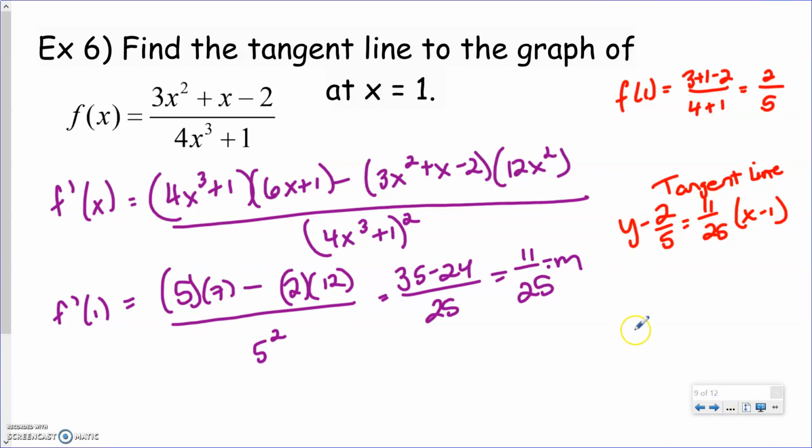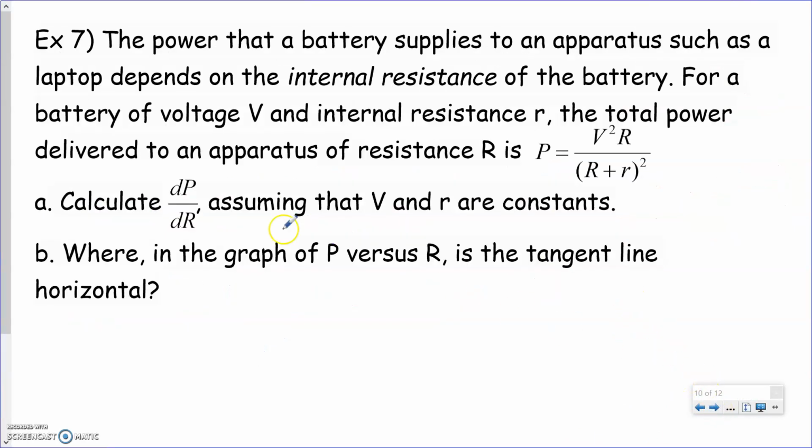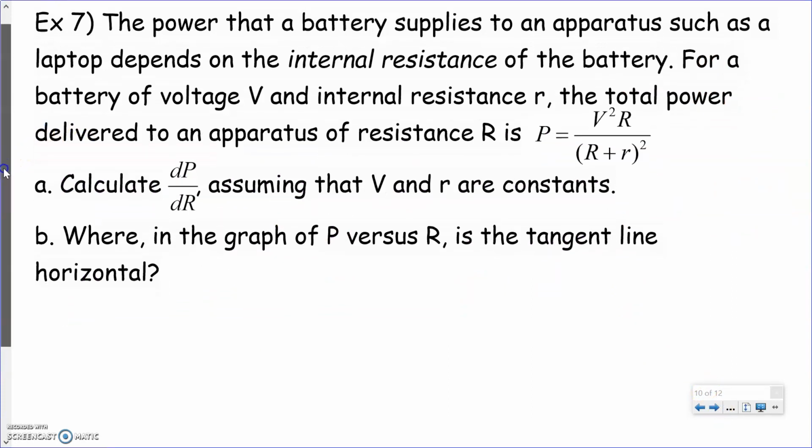The last one's a little bit more complicated because it's an application problem. The power that a battery supplies to an apparatus, such as a laptop, depends on the internal resistance of the battery. For battery voltage V and internal resistance r, lowercase r, the total power delivered to an apparatus of resistance capital R is P equals V squared R, big R, over big R plus little r squared.